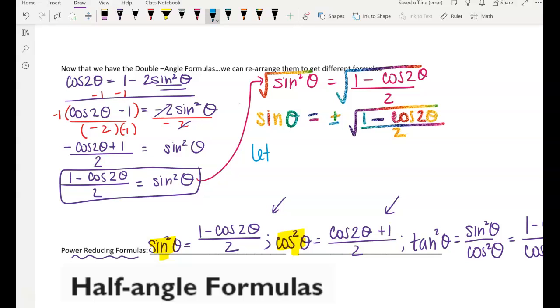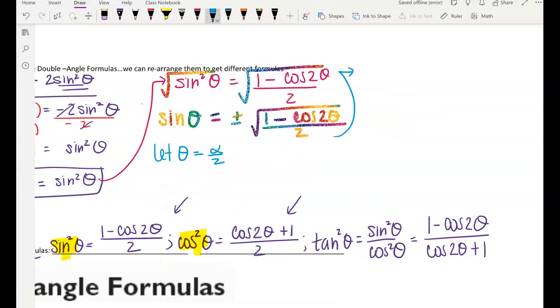What if we let every theta we see be an alpha divided by 2? If that's the case, then for sine, I see a theta, and I'm going to replace it with alpha divided by 2. So we're going to let theta equal some alpha divided by 2. Okay, so let's say theta is 30 degrees, then alpha will be 60, divided by 2. If theta is 45, then alpha will be 90, because 90 divided by 2. So every time we see a theta, we're going to substitute it with alpha divided by 2.